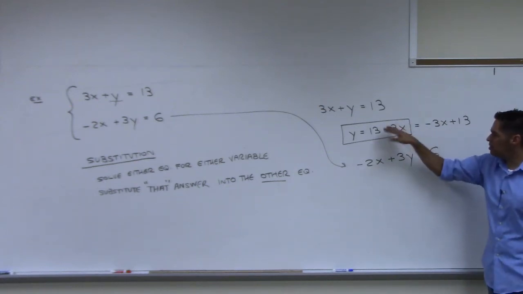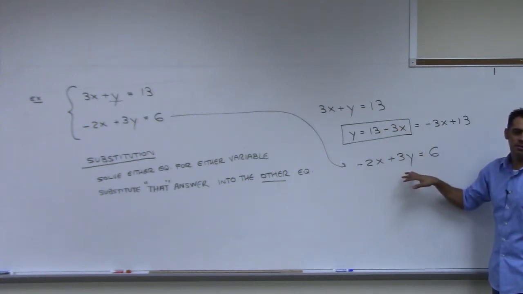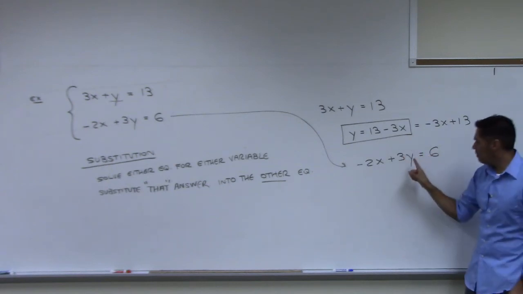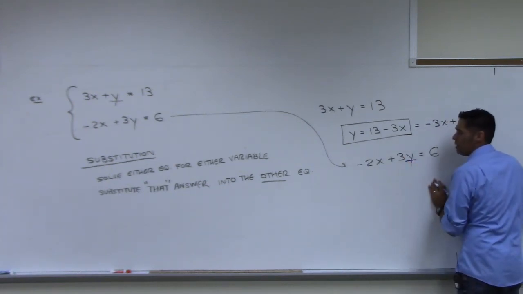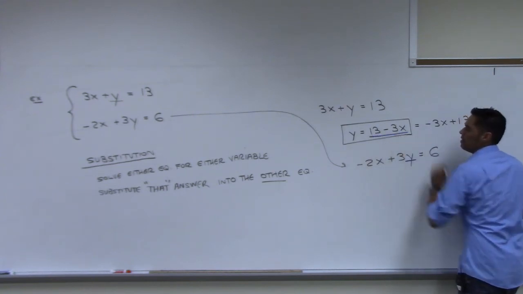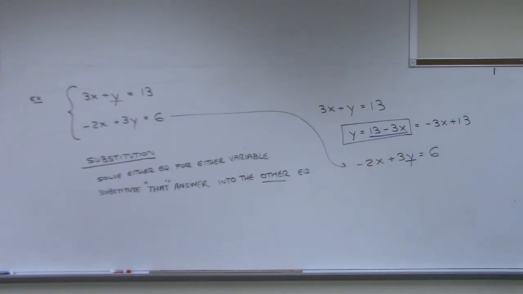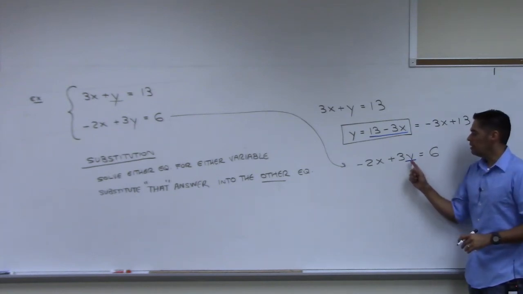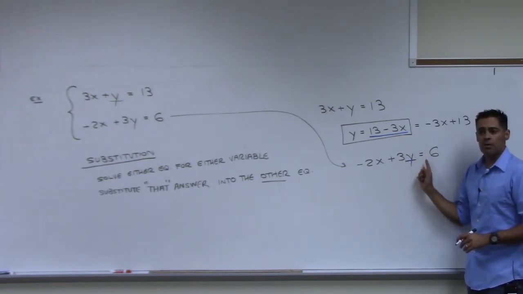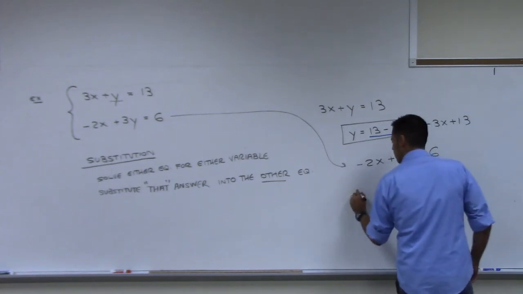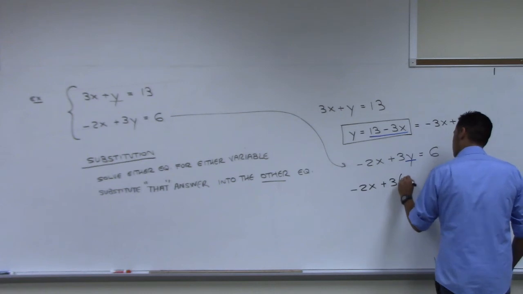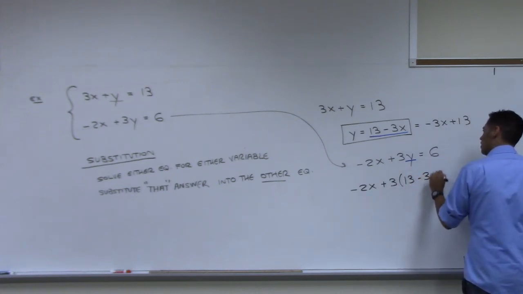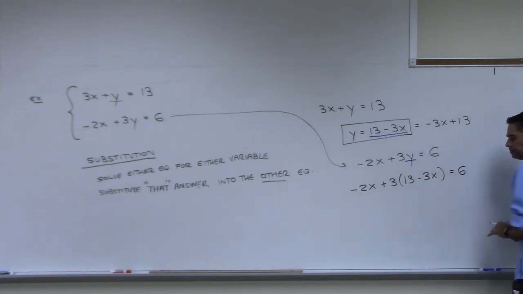What do I mean by substitute this answer into this one? Replace this y right here with 13 minus 3x. And I have to put in parentheses. Why? Because you have to distribute the 3 through. So my next line is going to look like this: -2x plus 3 parentheses 13 minus 3x equals 6.